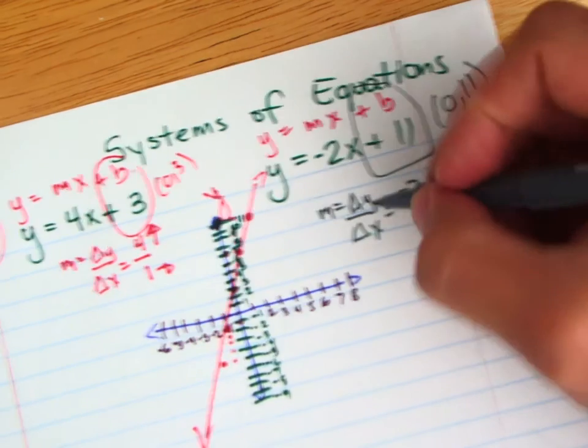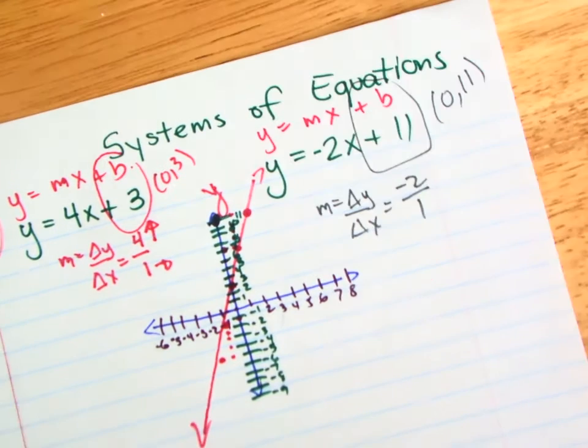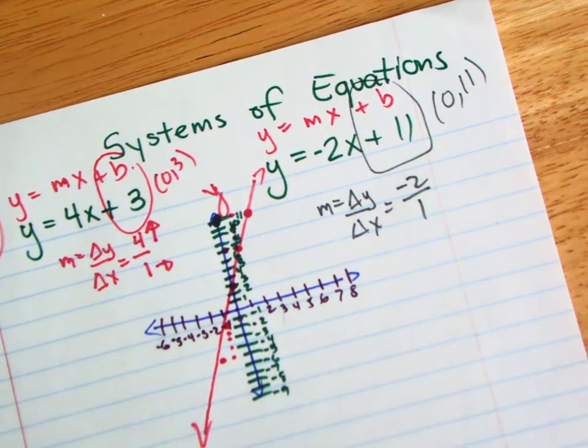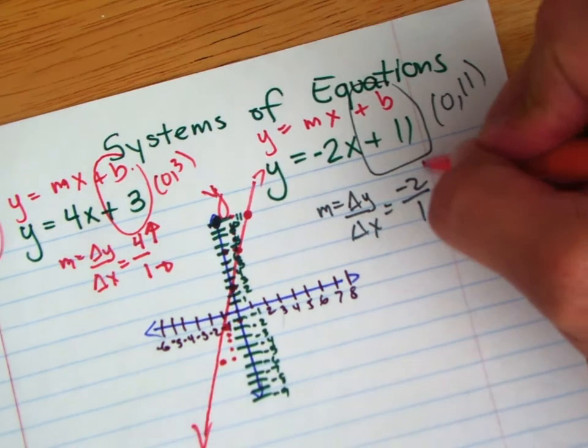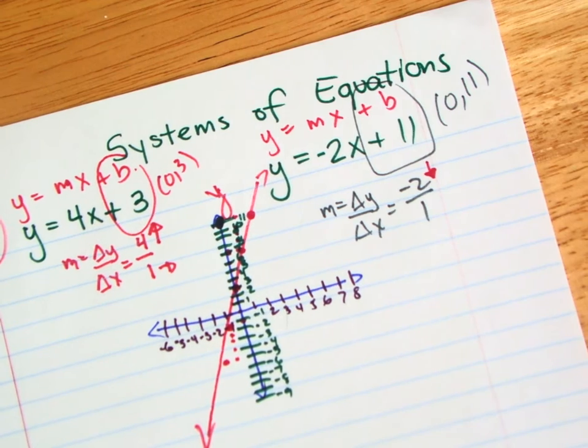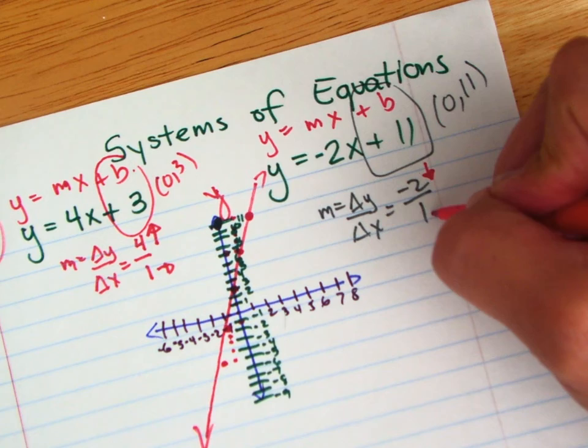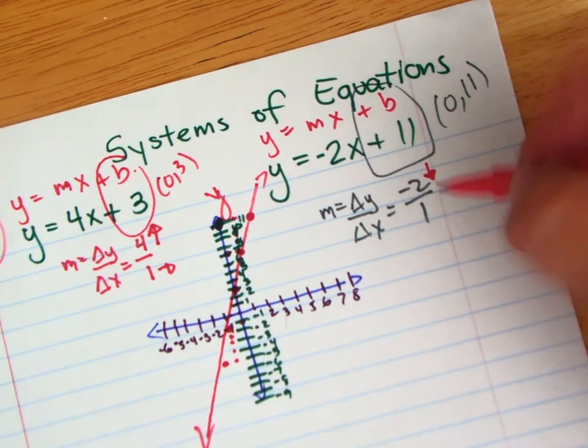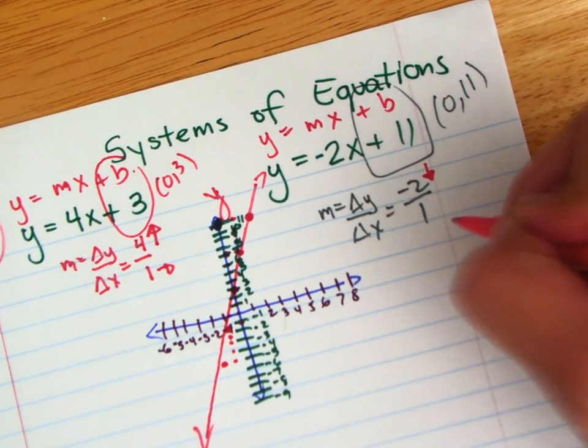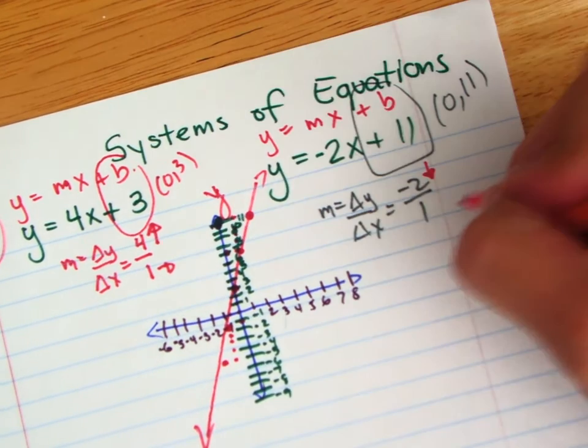Remember, the change in y is up or down. So we're going to go down because it's negative. And for the 1, a lot of kids want to go to the left, but because it's positive, we're going to go to the right.